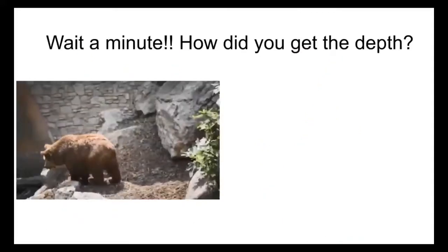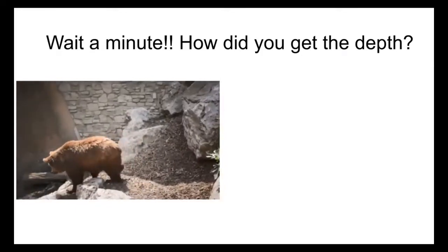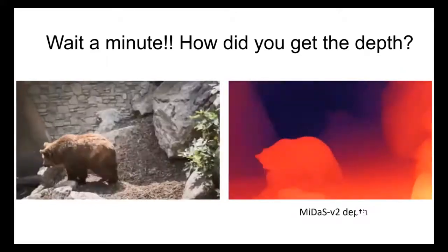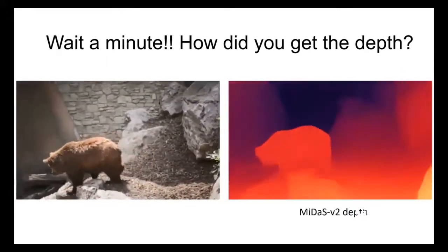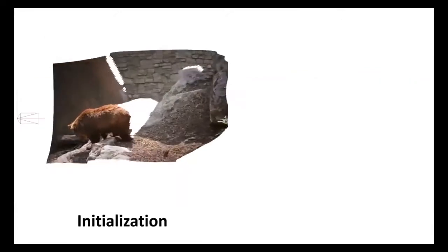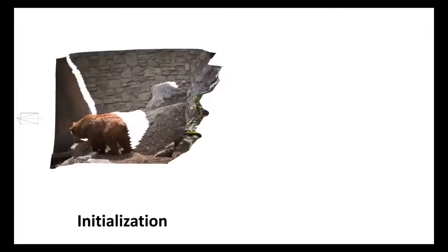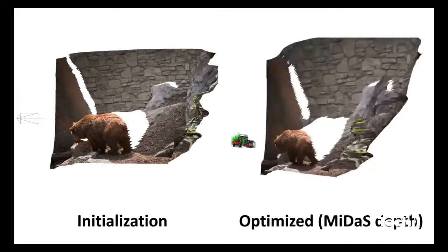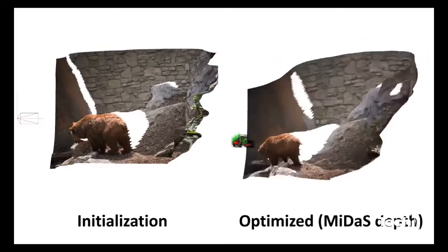So, but wait a minute, how do you get the depths? Isn't that the whole purpose of this entire project? We want to get a consistent depth. So we start with a monocular depth that's fully dense but is flickering. If we just take this depth as an initialization, you can see that this is a third-person viewpoint of the scene. If you optimize this with the monocular depth, because the depth is flickering, you have some error. That error will propagate to the pose estimation.